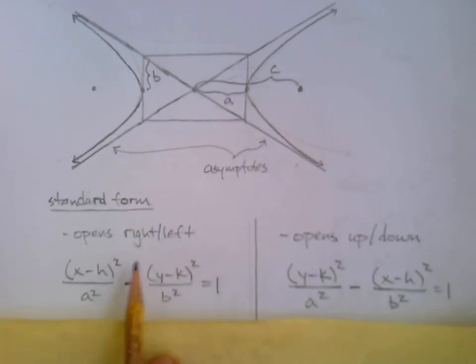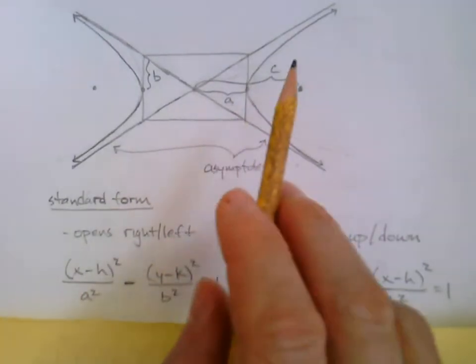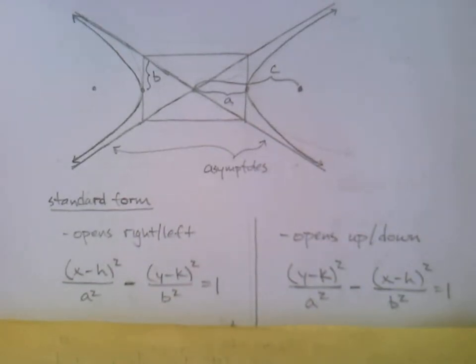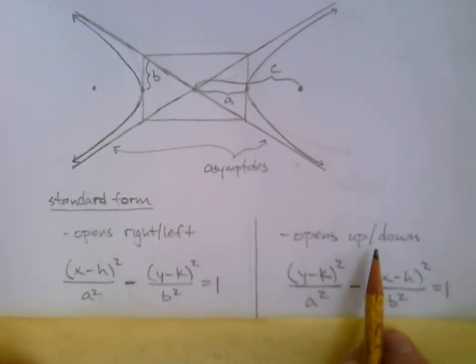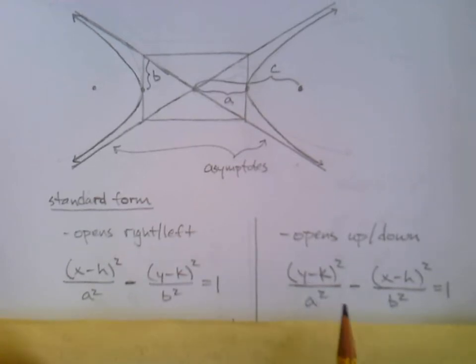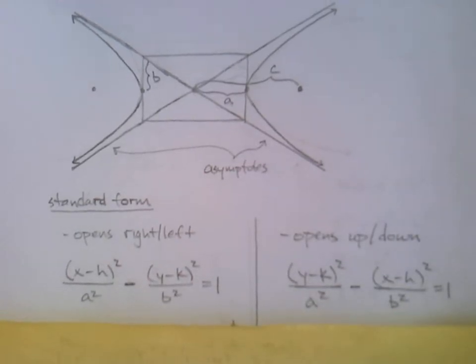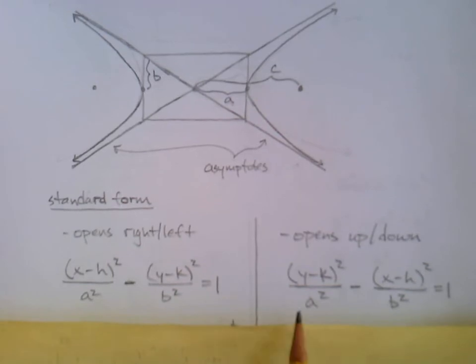But what makes it right and left is that the x comes in the first position, and we subtract the y. So the horizontal comes first, so we know it opens horizontally. That's the way most people think of it. The other one, if it opens up and down, then the y comes first because it will open vertically. Still put the a with that one. So the a is always going to come first, although it's not necessarily the bigger number. Hopefully that's not too confusing.